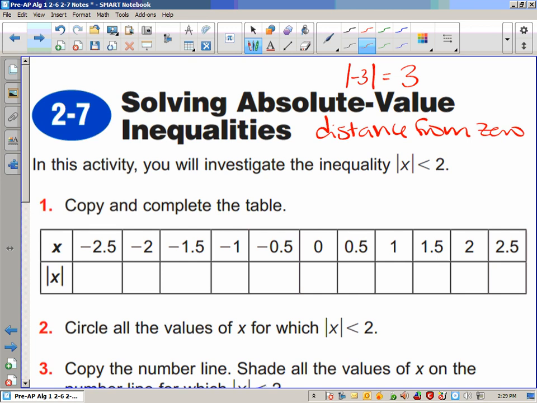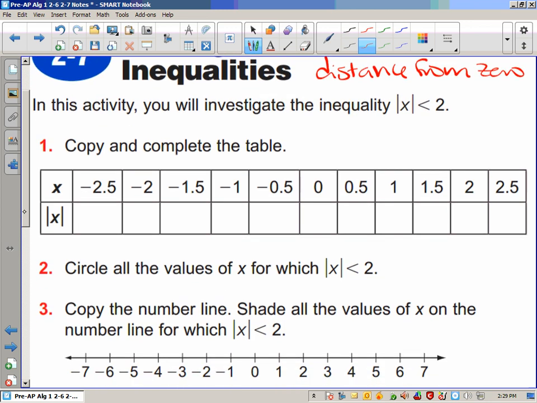So what we're going to do in this activity is discover how we write an inequality that involves an absolute value. So we're completing this table, and all we're doing is taking the x value and taking its absolute value. So we're doing the absolute value starting with -2.5. How far is -2.5 from 0? Well, it's 2.5 units. How far is -2? 2. How far is -1.5? 1.5. 1, 0.5, 0. Now these, the positives, they're just the number. They don't change.